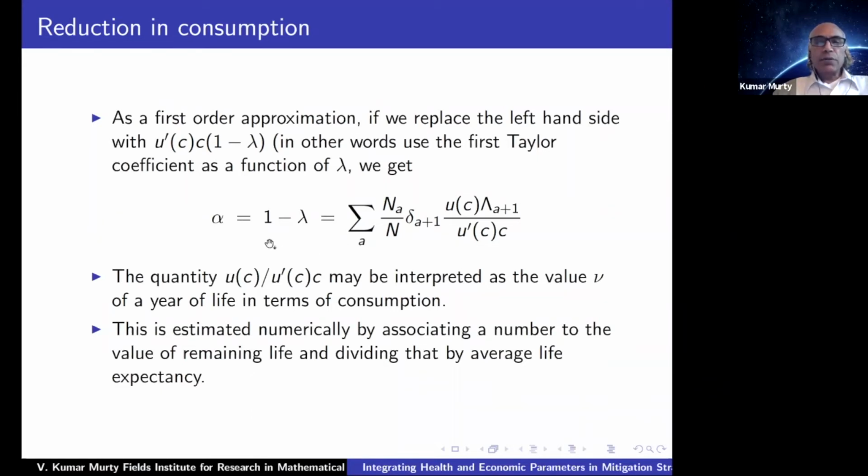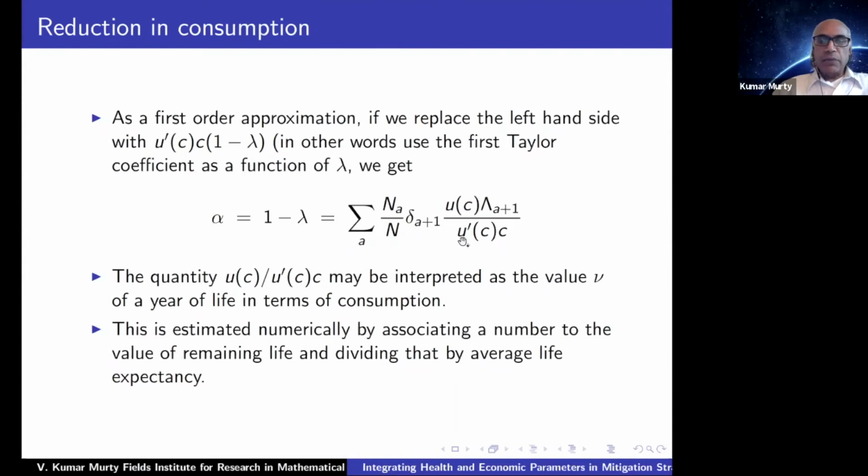And so what you have is that the decrease in consumption is evaluated in terms of weighted numbers of population distributed according to age. There is some weightage here given by mortality rate. There's a life expectancy here. And then there's this weird thing, U of C over U prime C over C. And it turns out this can be interpreted as, if you can say it this way, the value of a year of life in terms of consumption. So this is something economists seem to be comfortable talking about. How much is a year of life worth?